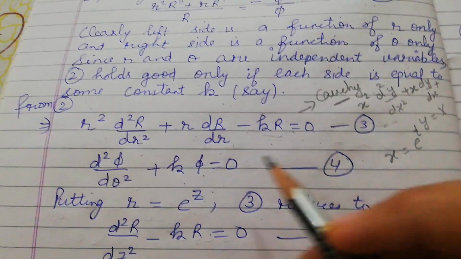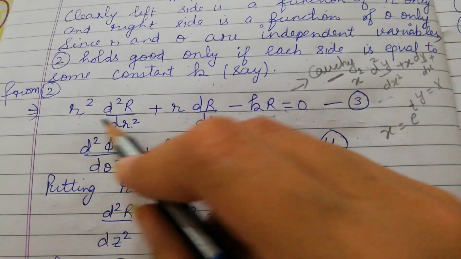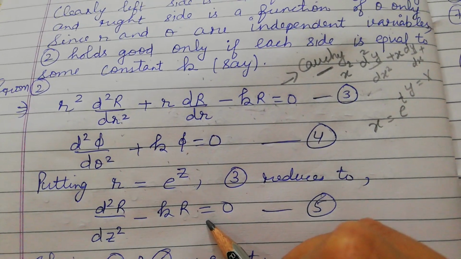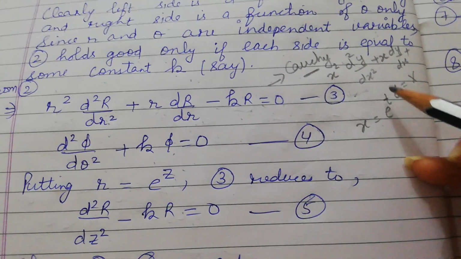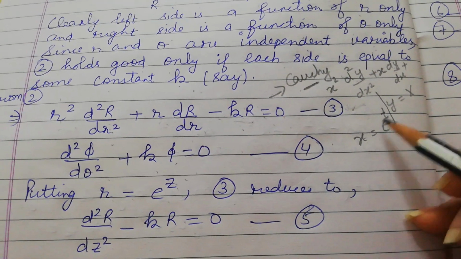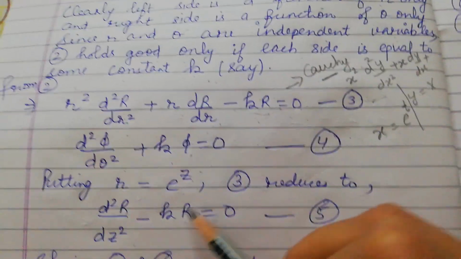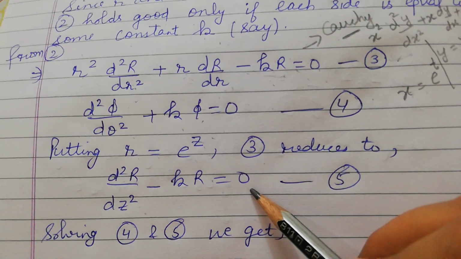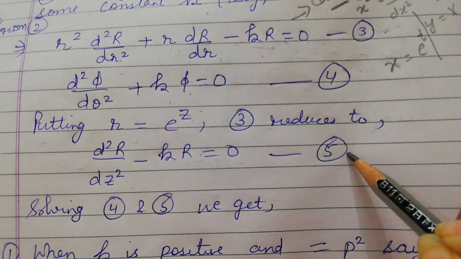In the same way, when you do the substitution in equation number 3, it will reduce to this one. The variable small r will change to small z, as there the variable x was changing to small t. So the equation will become this. Now for this equation you know how to find the solution. Now we have these two equations, equation number 4 and equation number 5.